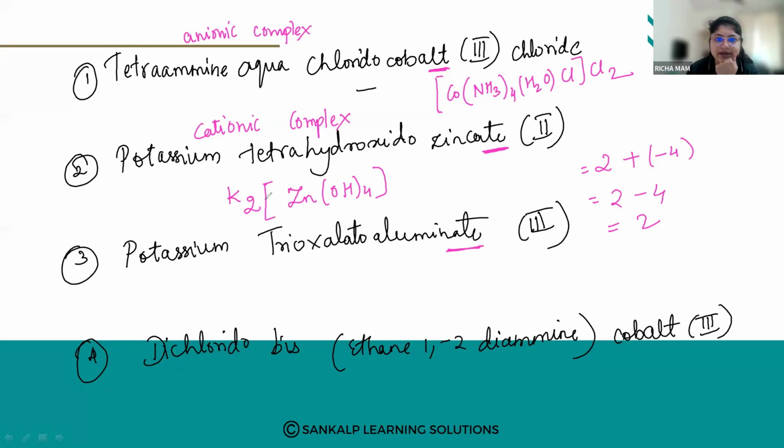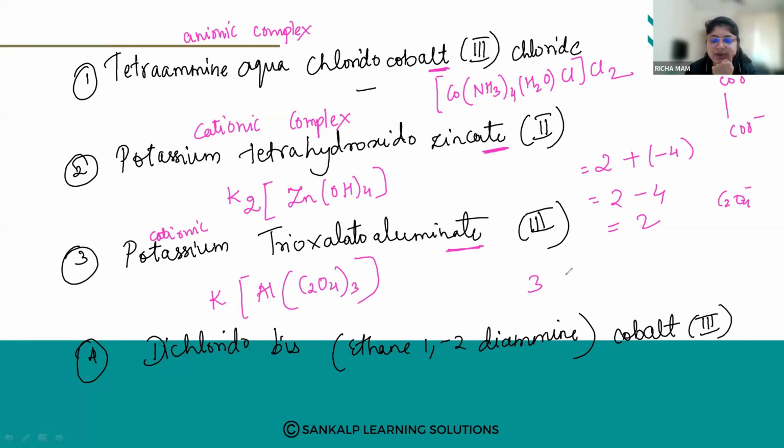Potassium trioxalatoaluminate. Again an anionic complex. So potassium will be outside. Trioxalatoaluminate, so aluminium will be there, and oxalato is C2O4. Trioxalato is 3. Now find out the charge of aluminium. They have given us 3, and oxalato C2O4 is minus 2, so minus 2 into 3 is minus 6. So 3 minus 6 is minus 3, so it becomes K3.